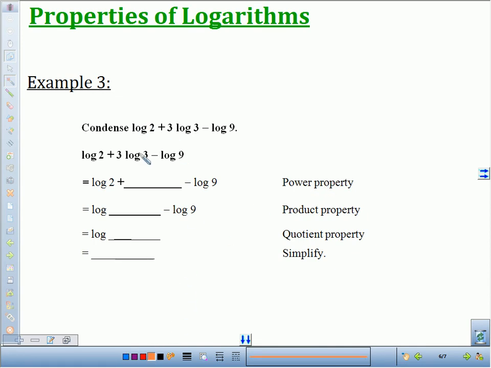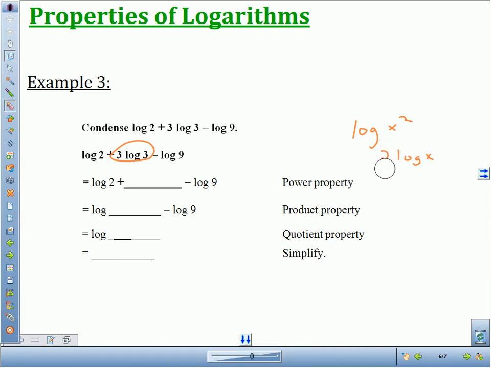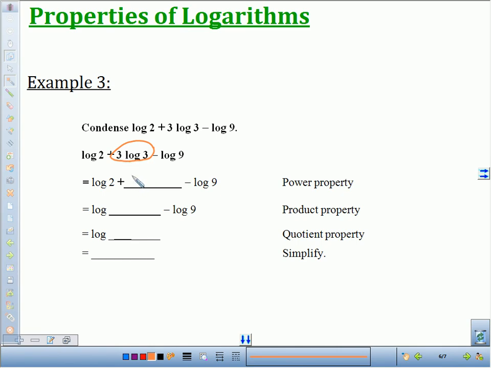Now, according to the power property, we have this guy here. And as you know, the power property says that if I have the log of x squared, that can become 2 log of x. Well, it works backwards too. If I have 2 log of x, that can become log of x squared. So that's what we're going to do. We're going to use that property backwards to go from 3 log of 3 to log of 3 cubed. Notice the log of 2 and the log of 9 did not change. Now that's our power property.